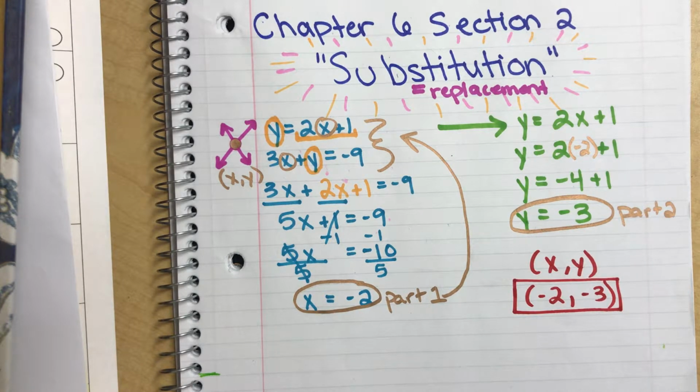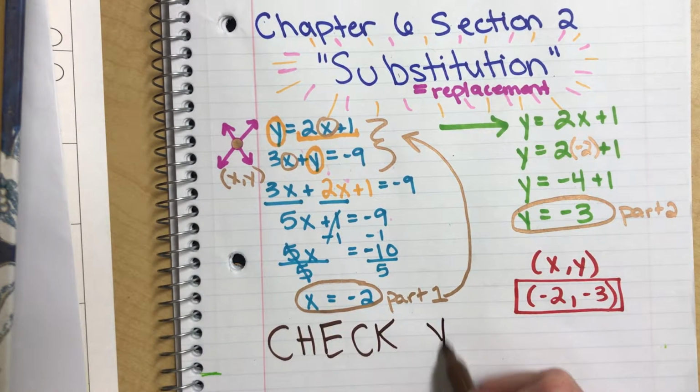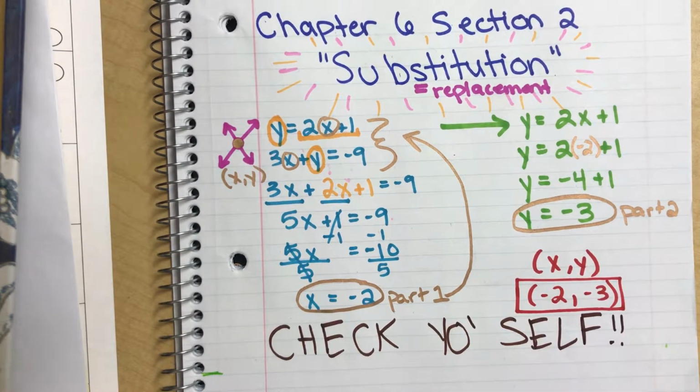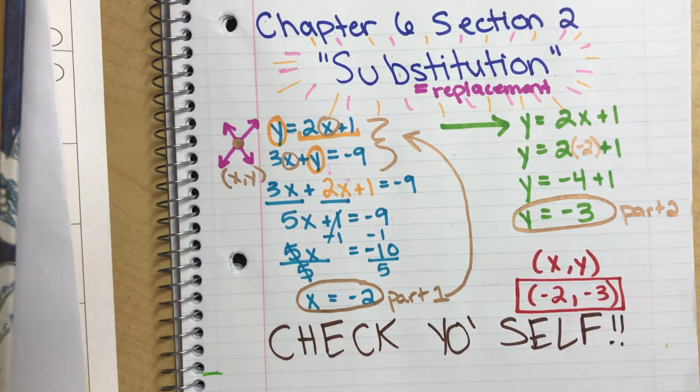However, I want to check myself. Check yourself. Boom. All right, here's how we're going to do that. We're going to take these two equations and we're going to rewrite them at the bottom of our paper.